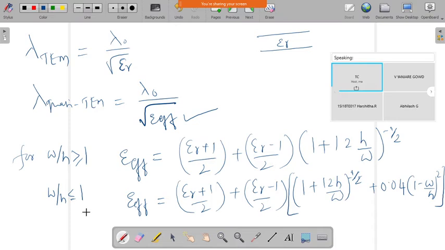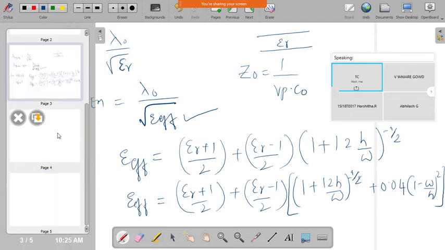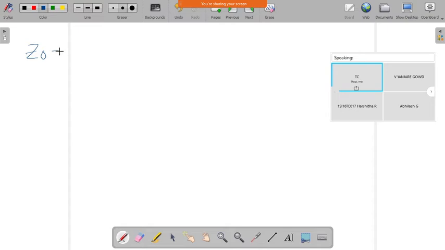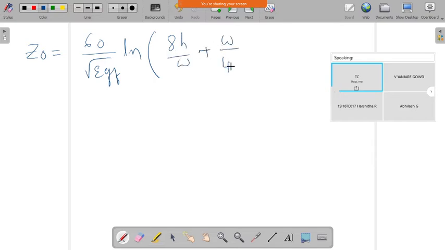Okay. So now we can define the characteristic impedance. We have one equation which we have used based on the phase velocity and capacitance, and we can use one more equation using the w by h ratio and effective epsilon r. So we can calculate the characteristic impedance of the microstrip line, which is given by 60 by root effective epsilon into ln of 8 h by w plus w by 4 h. This is for the w by h ratio less than or equal to 1.